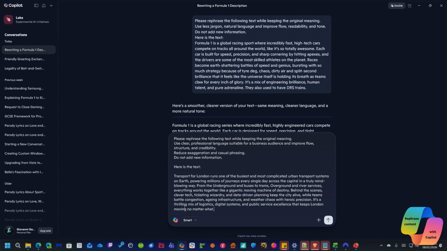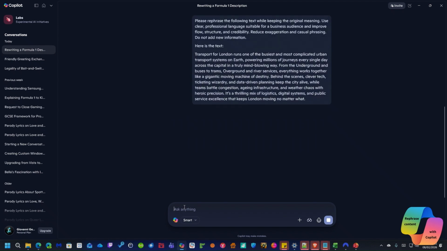So, Transport for London runs one of the busiest and most complicated urban transport systems on Earth, powering millions of journeys every single day across the capital in a truly mind-blowing way. From the underground and buses to trams, overground and river services, everything works together like a gigantic moving machine of destiny. Behind the scenes, clever tech, ticketing wizardry, and data-driven planning keep the city alive, while teams battle congestion, aging infrastructure, and weather chaos with heroic precision. It's a thrilling mix of logistics, digital systems, and public service excellence that keeps London moving no matter what. So that is the text that we are going to get Copilot to rephrase.